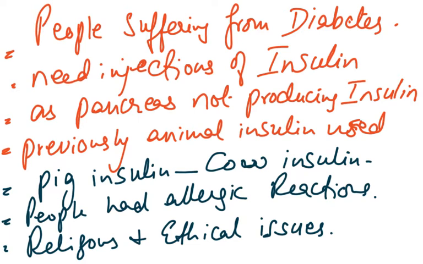We also used pig's insulin, and we also used cow's insulin. So a lot of animals were slaughtered and a lot of animal organs were used. But there were problems with this. People had a lot of allergic reactions, like some people are allergic to eggs, and I'm allergic to mangoes. Then there were a lot of religious issues and ethical issues. Religious means, for instance, Hindus didn't want to use cow's insulin, as Muslims didn't want to use pig insulin. And the ethical issue is that we were killing so many animals.